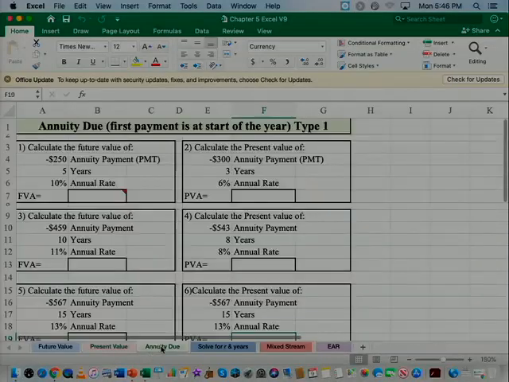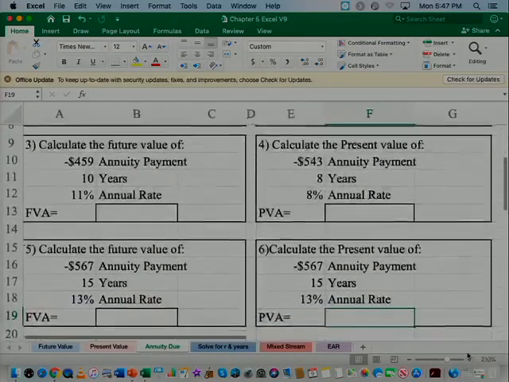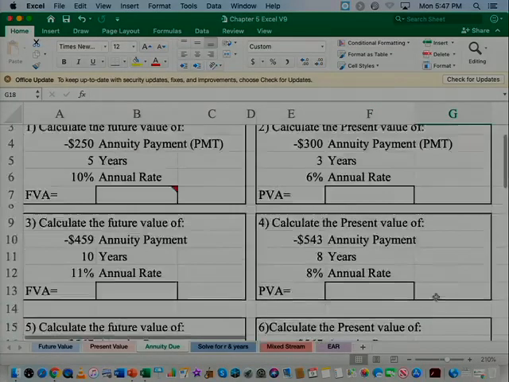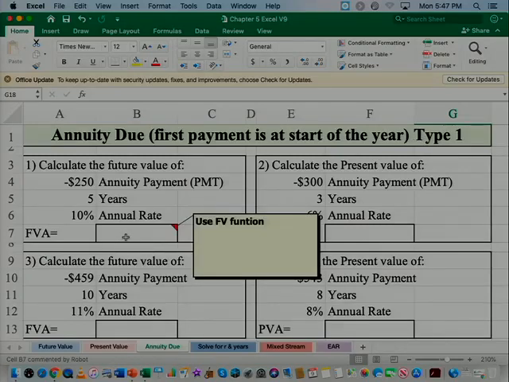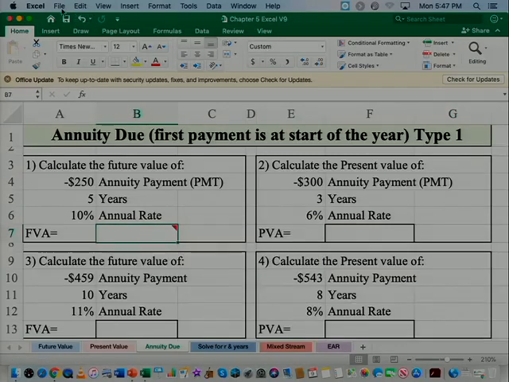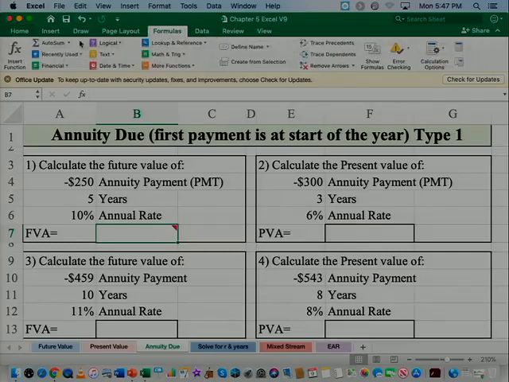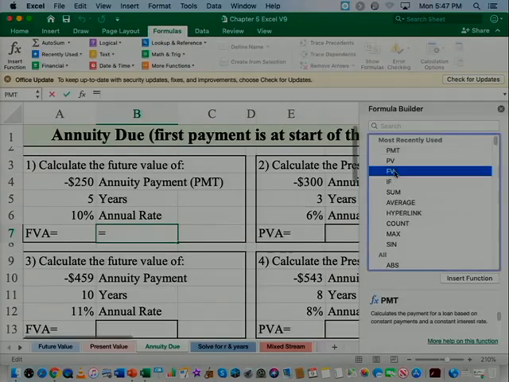So there's a tab called Annuity Due. Click on the Annuity Due, it's the light green, minty type of tab. Okay, so here I wrote, first payment is at the start of the year, and I said type 1. This is a hint here, and you see, I like to leave these little comments. So we're going to go again to formulas, insert function. You remember this from last time.